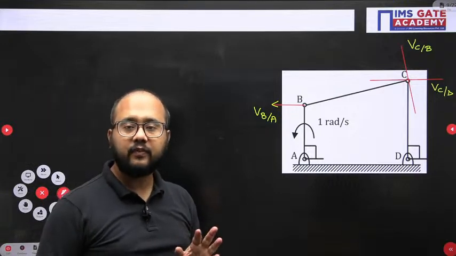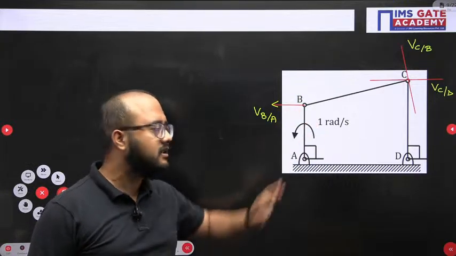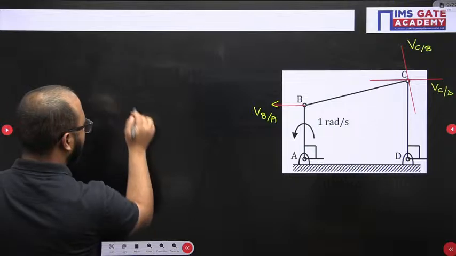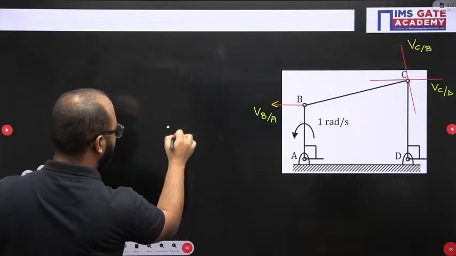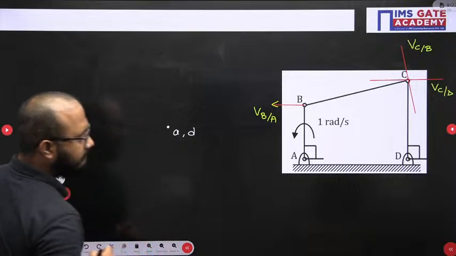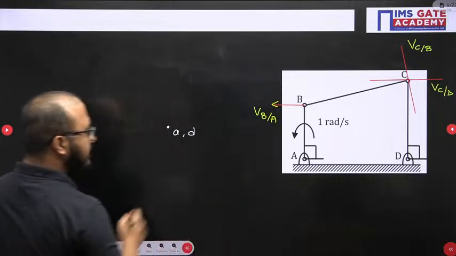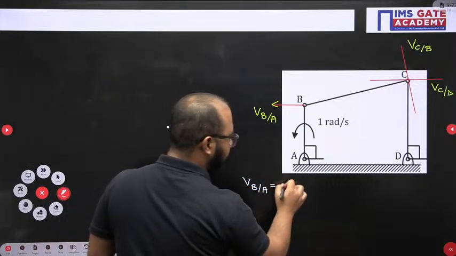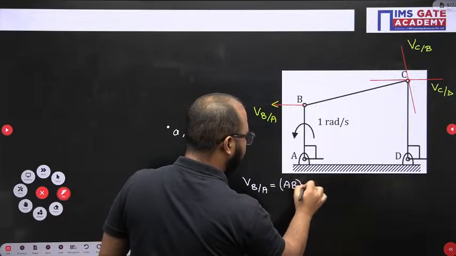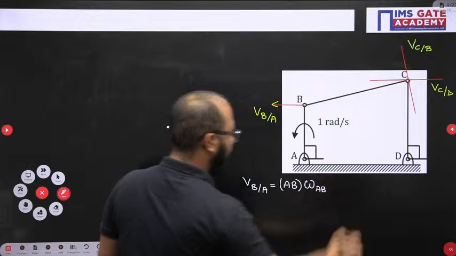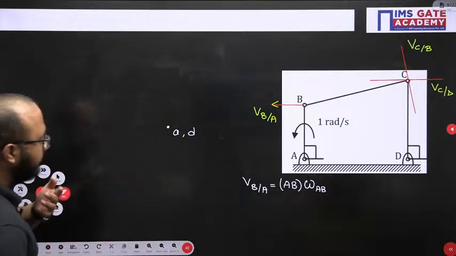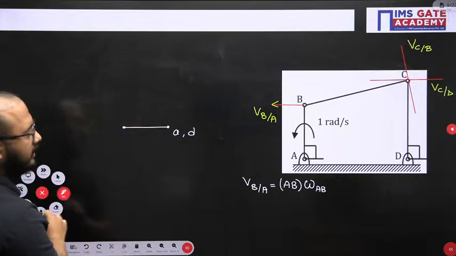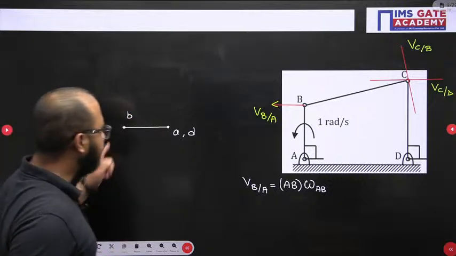Then what is the step? First step is: draw all velocity vectors in a configuration diagram. Step number 2, consider the fixed points. Considering the fixed points A and D, now B with respect to A, omega is given. So how will you write B with respect to A? It will be written as AB multiplied by omega AB. It will be in a horizontal direction like this. So somewhere here you will get point B.